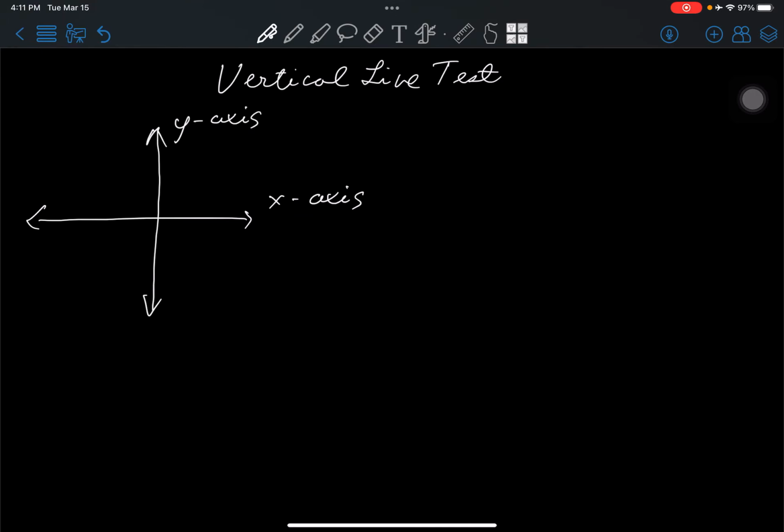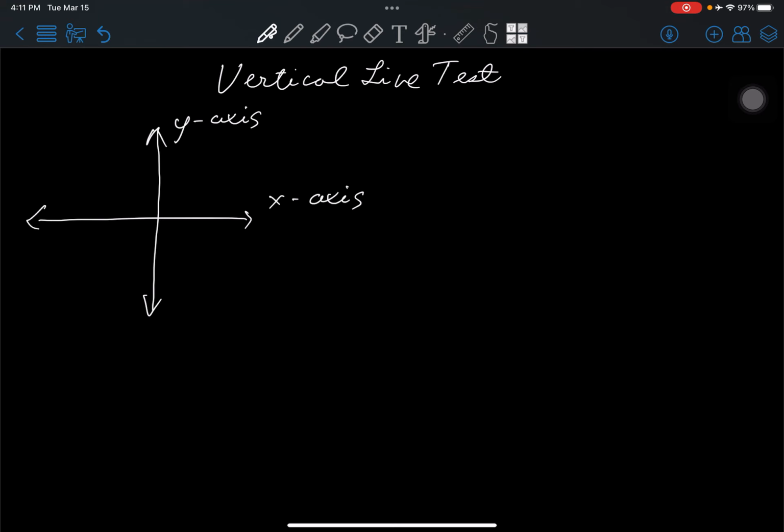Vertical line test. What is vertical line test? There are different ways of determining whether a given equation, using your Cartesian plane system or rectangular coordinate plane, is a function or not. You can easily determine that the illustration is a function or not by using this vertical line test.